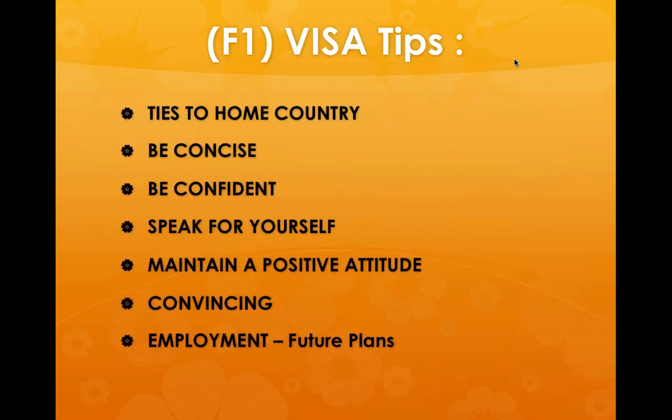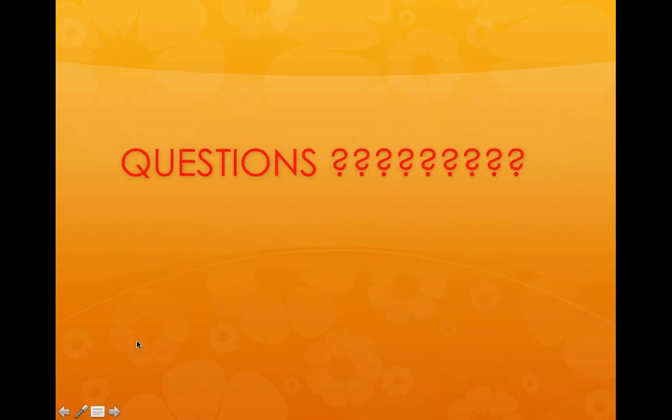Maintain a positive attitude. As I said, with 214B burden of proof, you need to be convincing about why you will be coming back home, and specifically employment and future plans. Everybody is going to the United States to succeed, right? Everyone needs a good job, everyone needs a good life, a luxury life, a better designation. For this, you have to talk about your future plans, and what kind of employment will be given to you. So that's it.